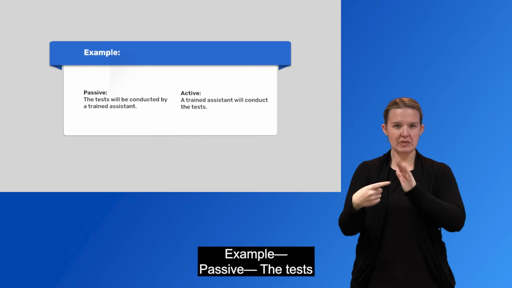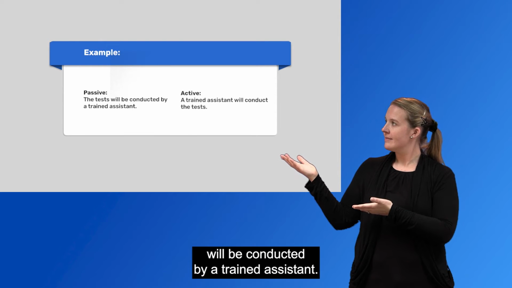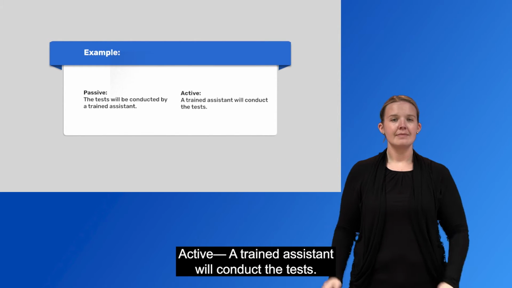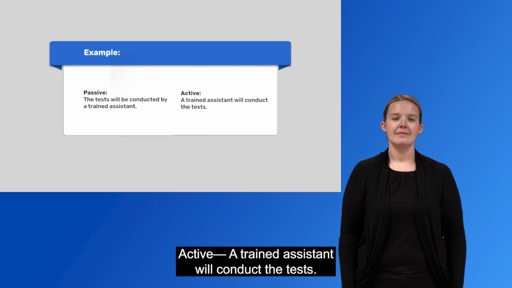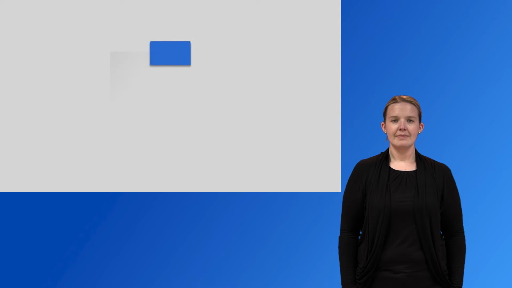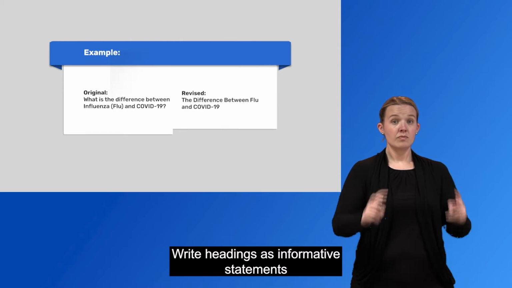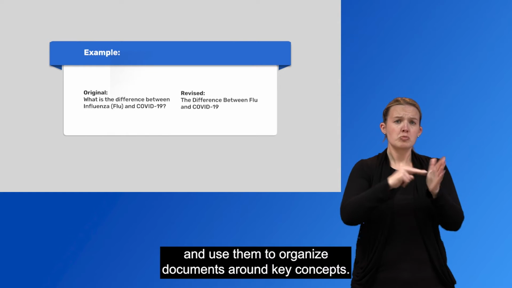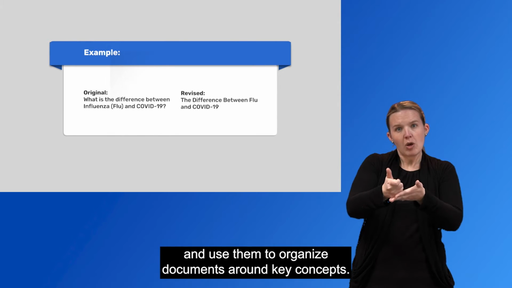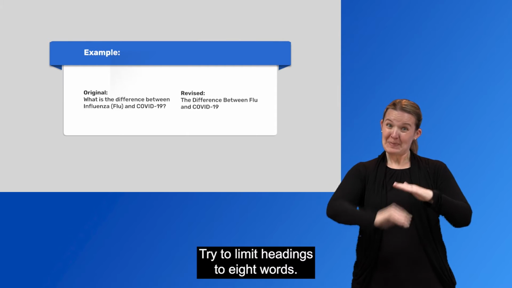Example: passive. The test will be conducted by a trained assistant. Active. A trained assistant will conduct the tests.